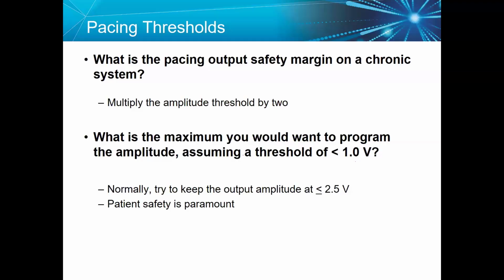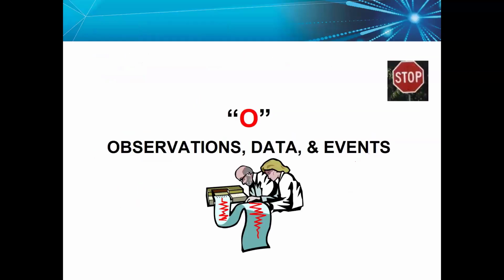Okay, pacing threshold. What is the pacing output safety margin in a chronic system? Multiply the amplitude by 2. And what is the maximum you would want to program the amplitude, assuming a threshold of less than 1 volt? Normally, try to keep the output amplitude less than 2.5 volt.